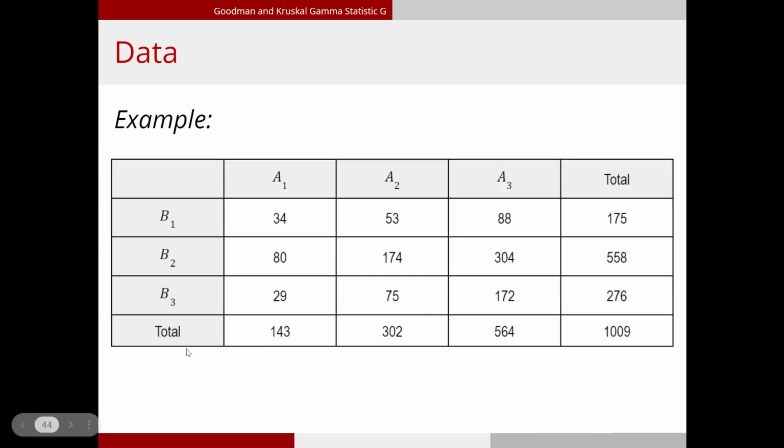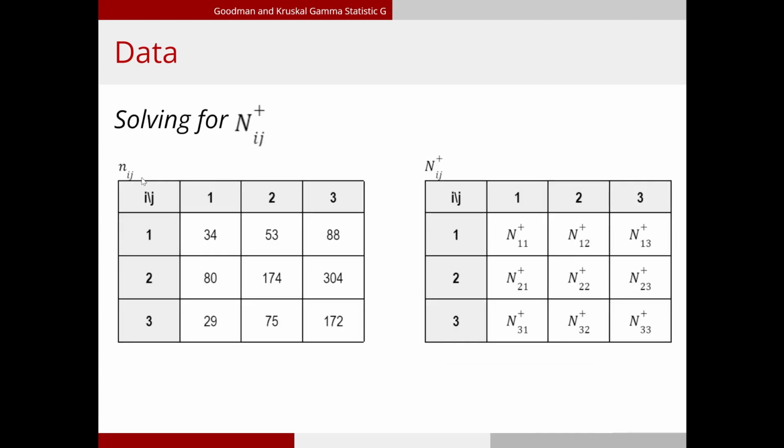So to solve for these sums of frequencies, we'll have an example using the contingency table shown. So the first step is to take note of the n sub ij frequencies and disregard the column totals and row totals.